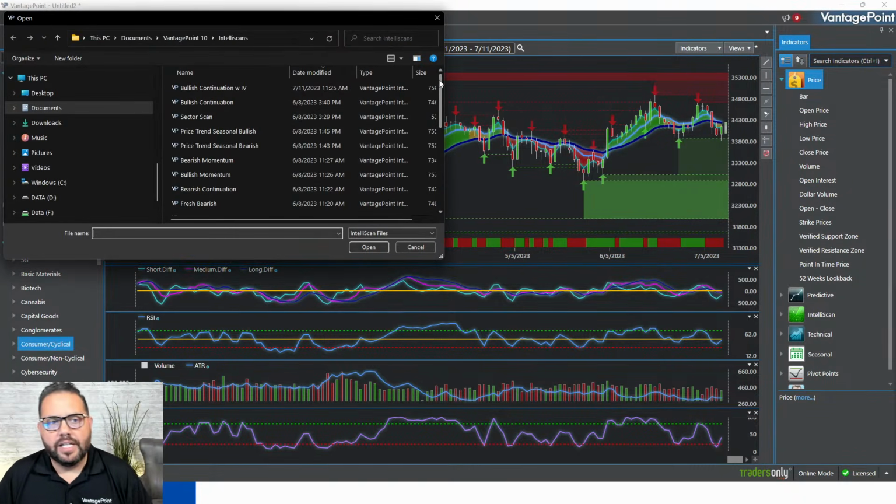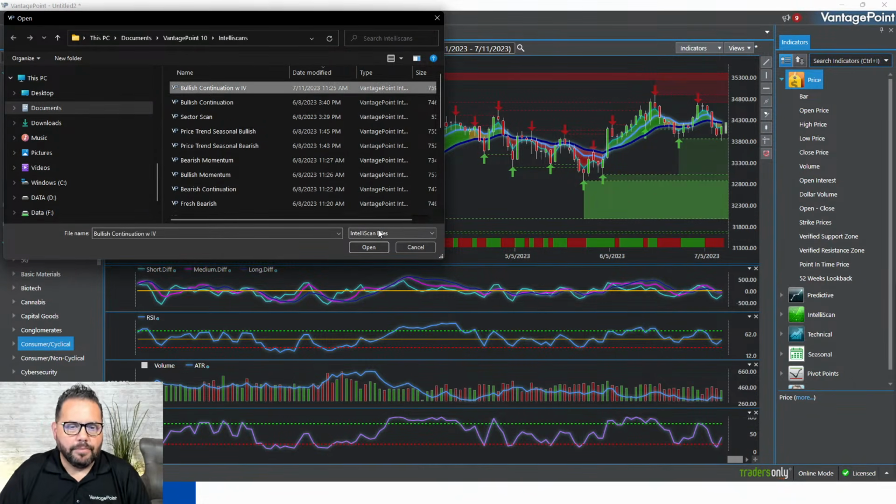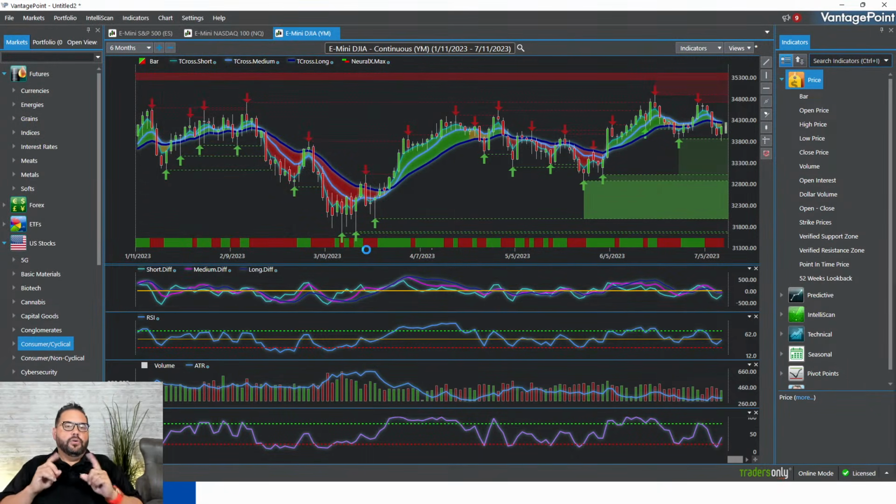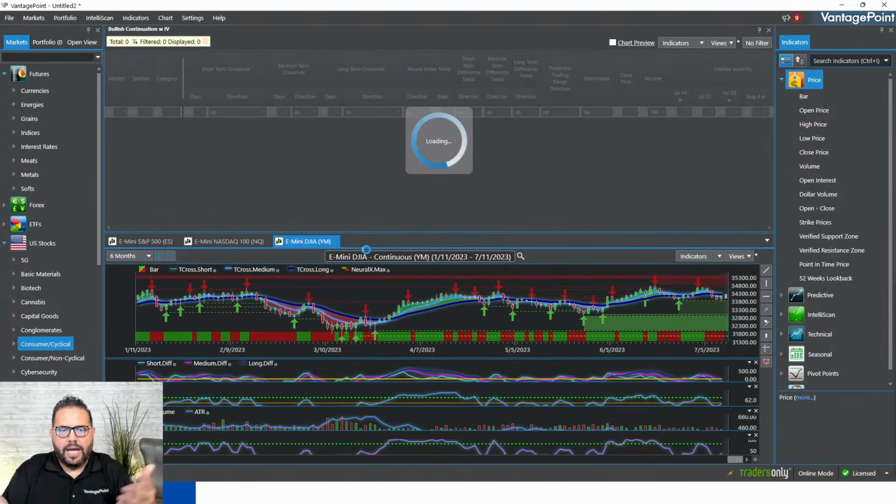I've got a lot of Intelliscans that are predetermined, that I created, that I modified. I'm going to go to my bullish continuation scan with IV. Now, the reason I'm pulling this out, this is a name that I gave this scan, right? I made the scan and I gave it the name, so I know exactly what it is.